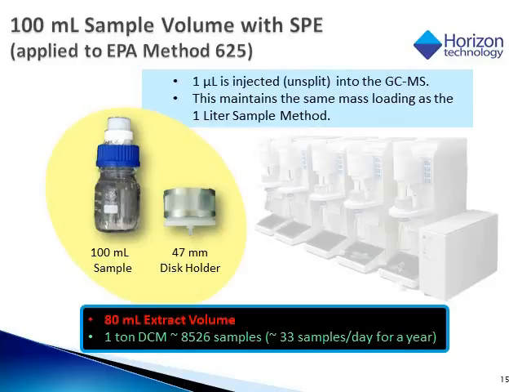Using only 100 milliliters of wastewater sample and a standard 47 millimeter disc holder, the extraction volume is 80 milliliters and is evaporated down to 1 milliliter. A 1 microliter injection with no split maintains the same mass loading into the GCMS without compromise to detection sensitivity. So 1 ton of DCM now would represent over 8,500 samples, or about 33 samples per day for a year.